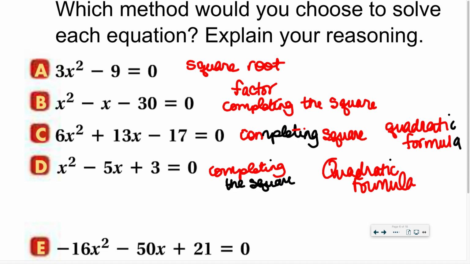How about E? I like the quadratic formula for that one as well.